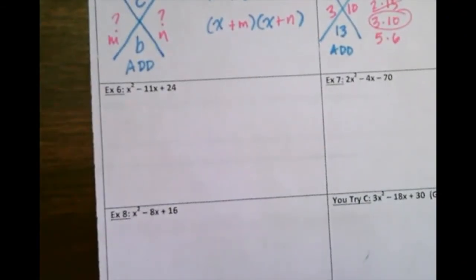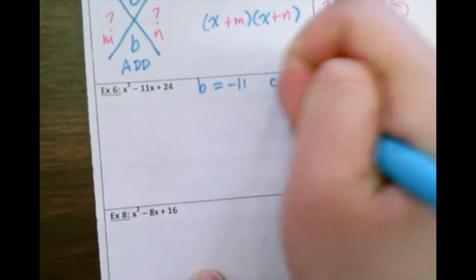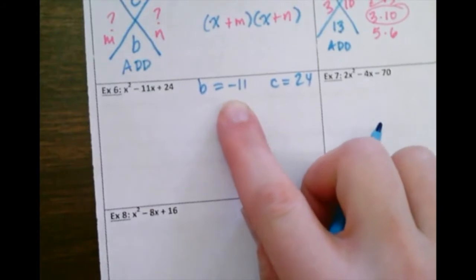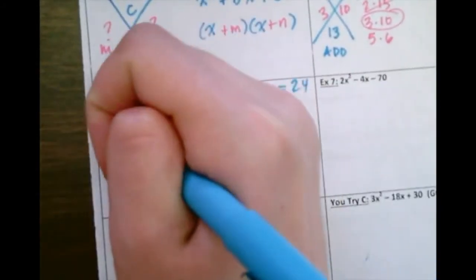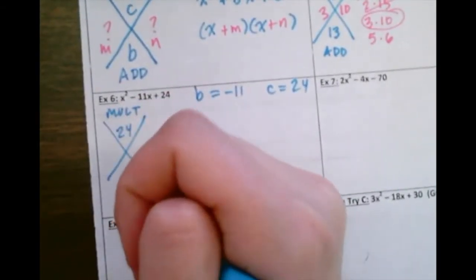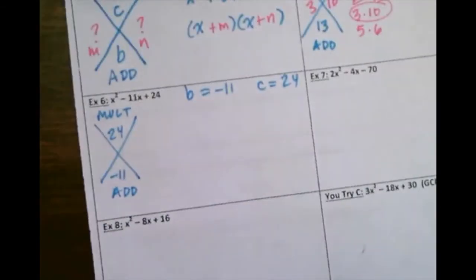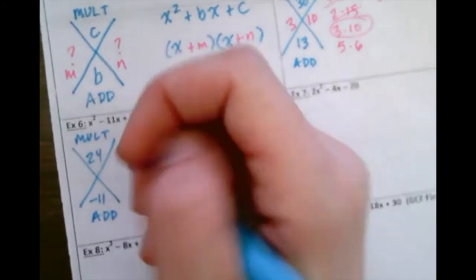So once again, I'm going to start by identifying my B and my C. It's just going to make sure that I get the sign in front of the number, because here that 11 is negative, and I don't want to forget the negative because it will definitely change your answer. So then we need what multiplies to be 24 and adds to be negative 11. So as I'm running through my options, I'm going to just start by listing the positive factors of 24.